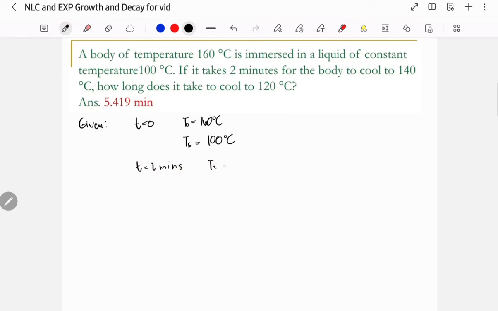T sub O is when the time is equal to 0. T sub 2 is when the time is 2 minutes. So at 2 minutes, the temperature is 140°C. How long does it take to cool to 120°C? So we are looking for the time. So time is missing. So T sub X.